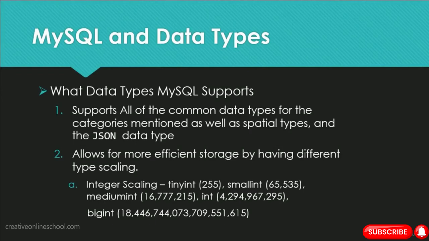An example of this can be seen in the different scales for integers, which range from the tiny int with a max number of 255 all the way to a big int which can store numbers of over 18 quintillion. This allows you to only allocate as much space as you will actually need.